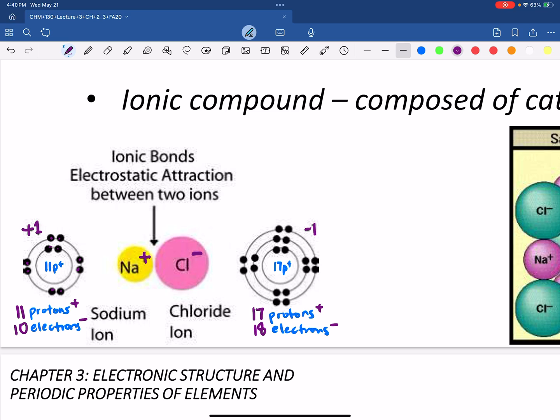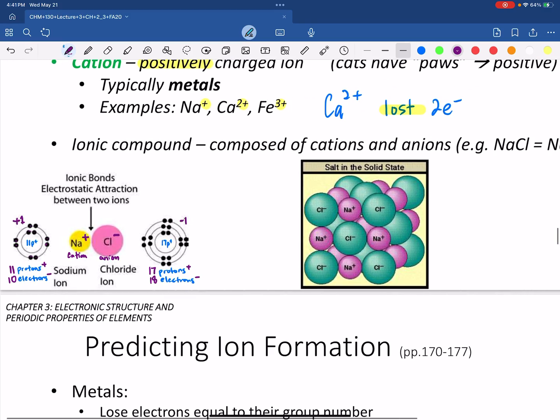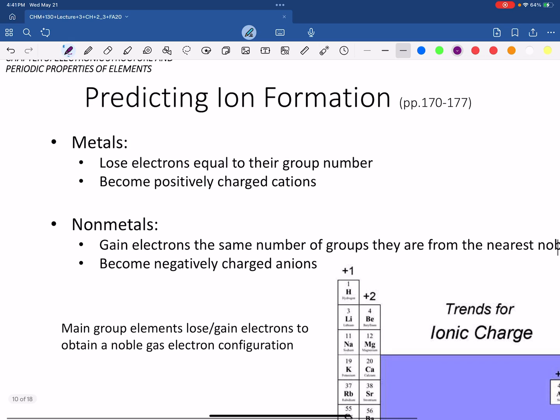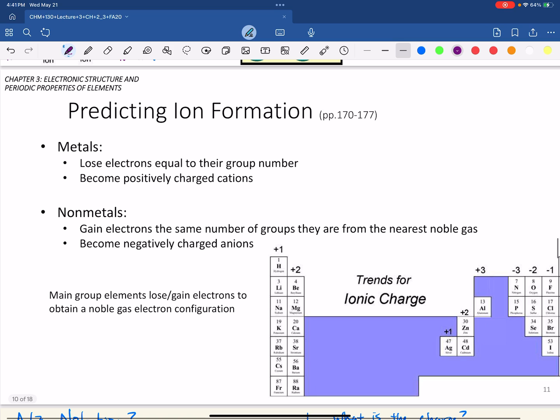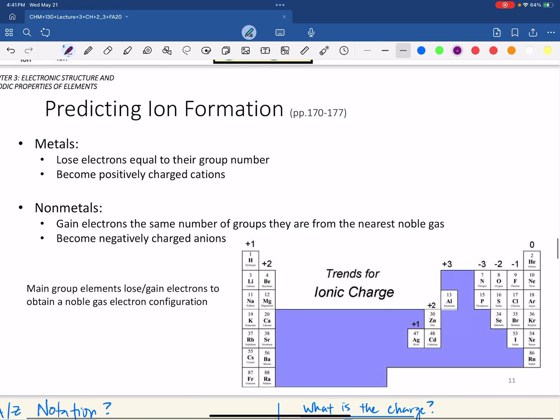So when these two ions come together, the cation, which is your positively charged sodium, and your anion, which is your chloride minus, they form sodium chloride, which overall is neutral because sodium plus and chloride minus together form a neutral species. So in general terms, we should be able to look at a periodic table and predict what the charge is.